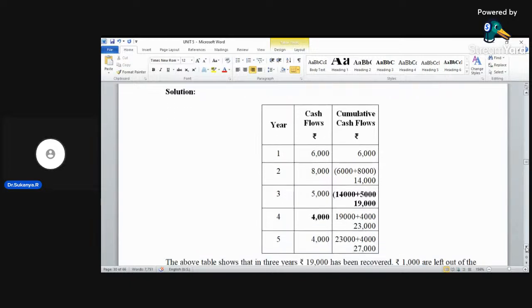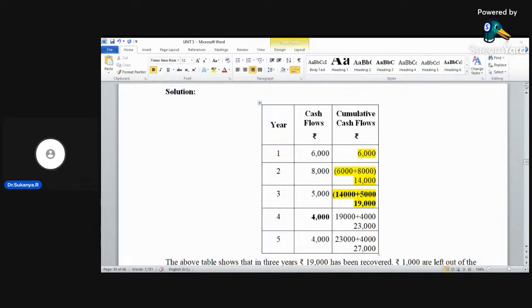Now here, when you look at the cumulative cash inflows, you can find out that in the first year, you're able to get 6,000 rupees. The second year, you're able to get 14,000 rupees. By the end of the third year, you will be able to get 19,000 rupees. Now, dear students, what you should keep in mind is, the original investment, that is the amount that you people have invested, is 20,000. Out of that 20,000, 19,000 you are able to recover during the third year. So that is why you should highlight this 19,000.